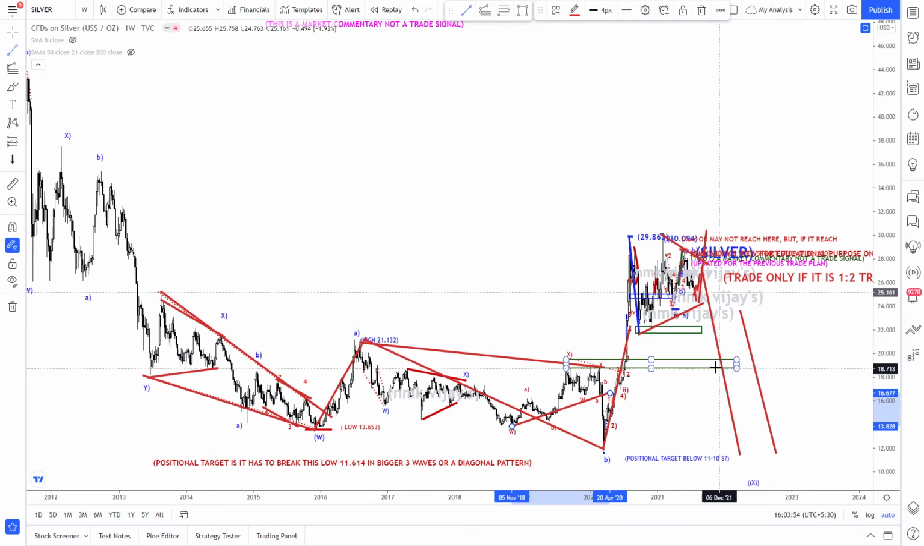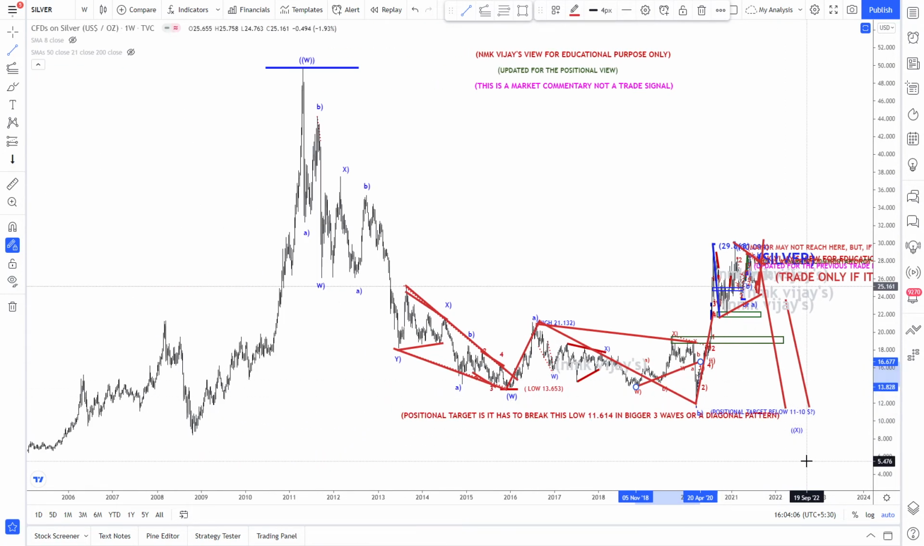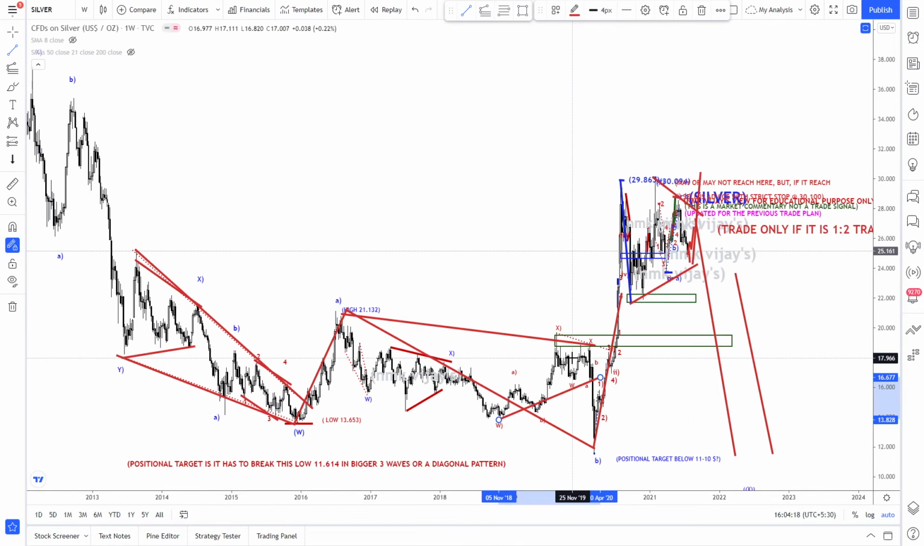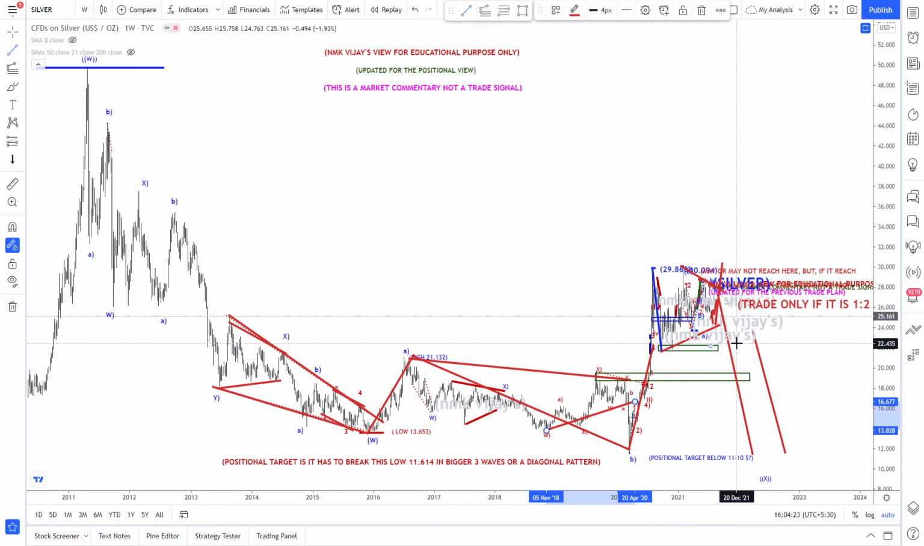If it comes here, we need to buy, and if it breaks this, as per this, ABC is an expanded flat and WX is expanded, and beyond that the downside, if it comes, we need to buy, that's it. And it won't go immediately to this kind of $8 or $10. So let's wait for that to confirm. So expecting that, don't be on the sell side. If you are thinking this is a better zone to buy, go ahead for the positional target.